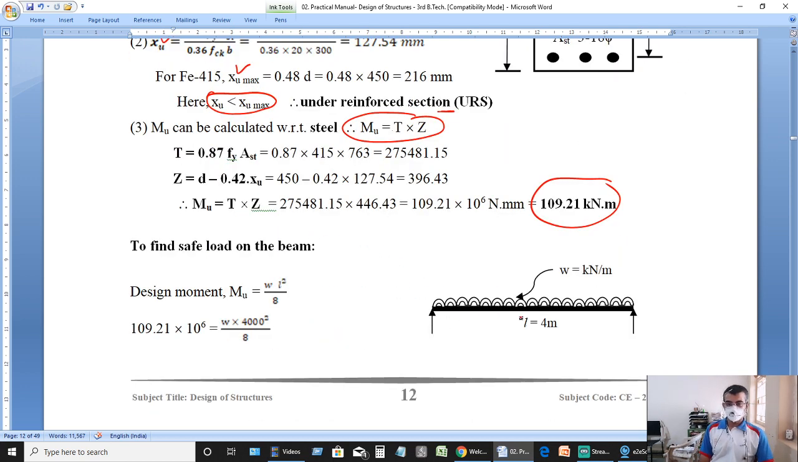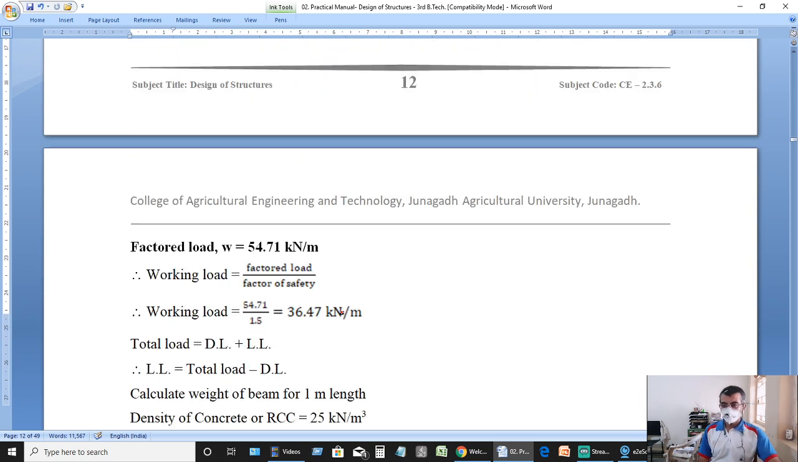So it is a simply supported beam, 4 meter, it means 4000 mm, and if you have the simply supported beam subjected to UDL load, then the equation for the moment is WL square by 8. So put the value of Mu, then put the value of L is equal to 4000 mm. You convert kilonewton into Newton and meter into mm. So you will get the value of W, that is 54.71 kilonewton per meter. Now this is the factored load, right?